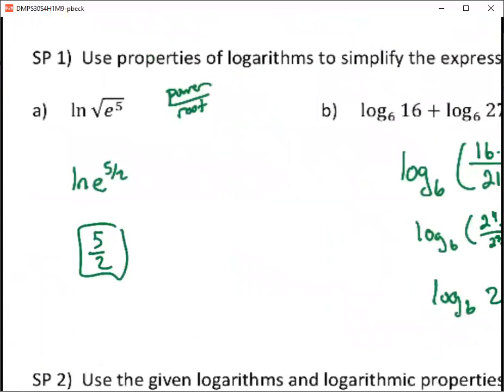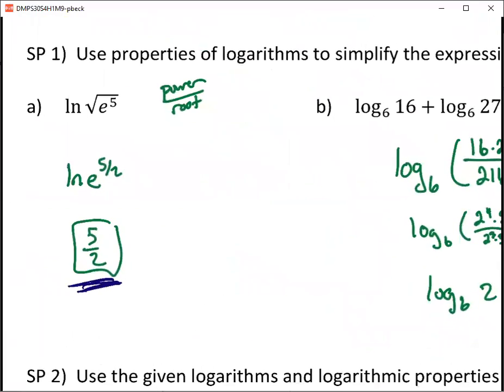This example number 1 is pretty similar to what we already did. So write it as the power over the root, so e to the 5/2. Natural log of e to the 5/2 is just 5/2, again, because those invert each other.